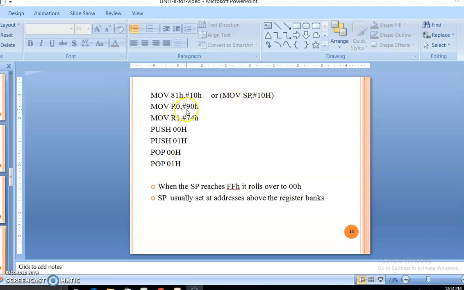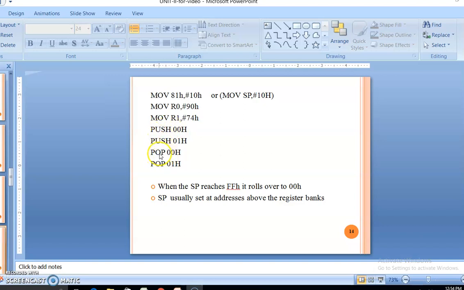So I am moving 90H to R0, 74H to R1. Now push 00H. 00H means memory address. From this address you are getting the data and moving it into the stack memory. Like that you are doing two operations, the push operation.